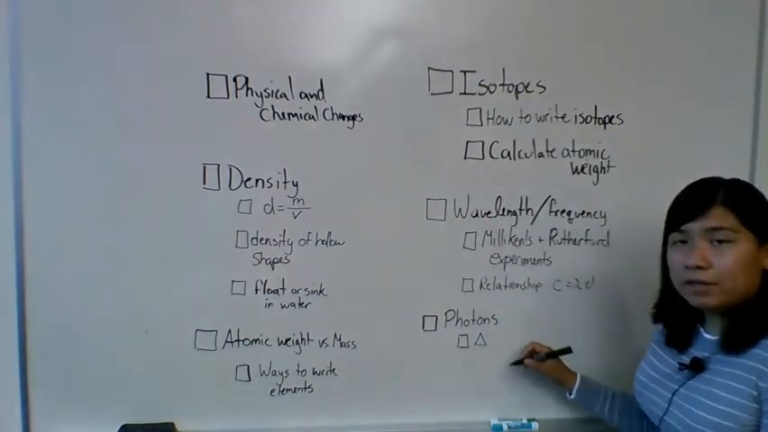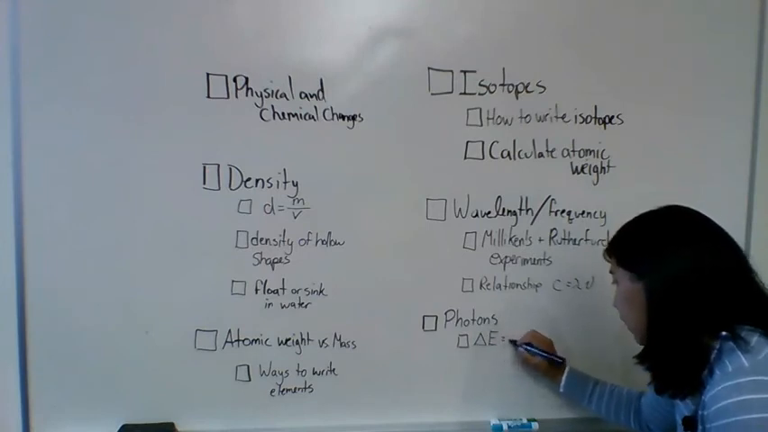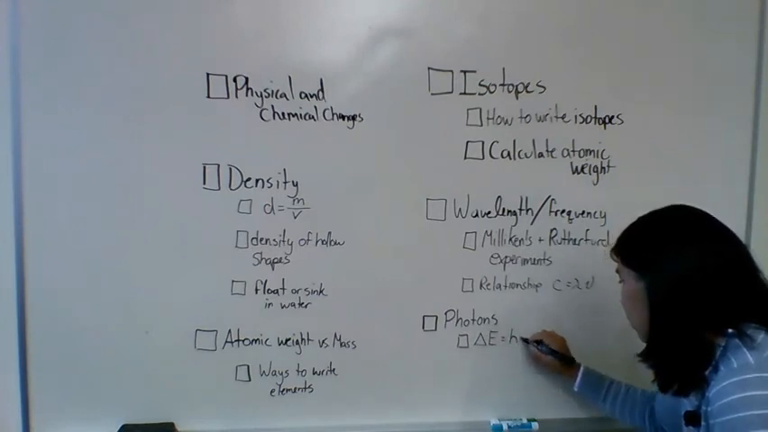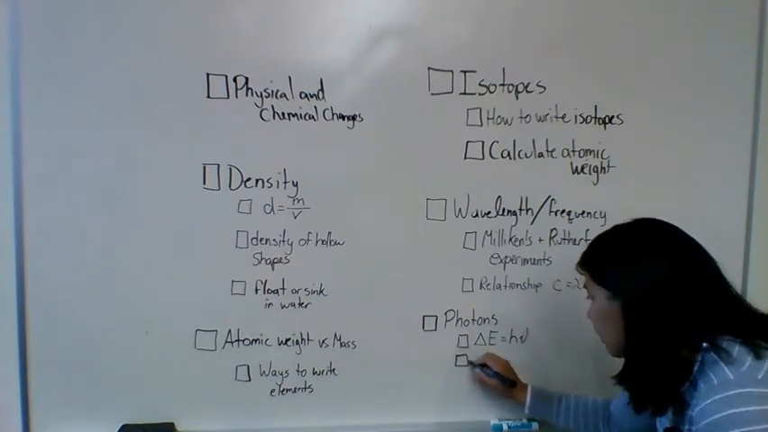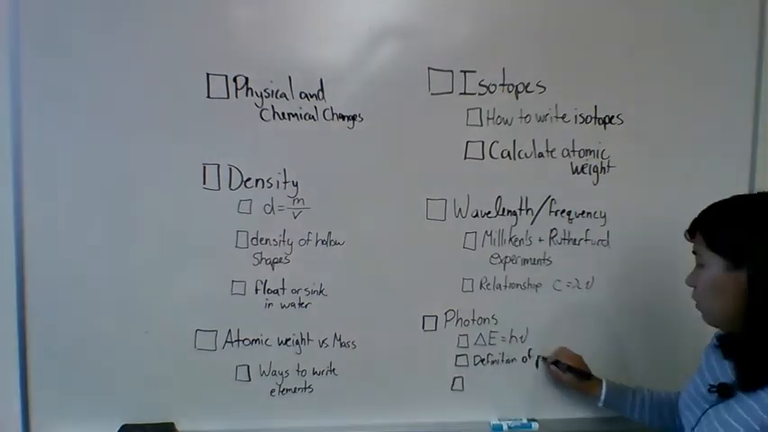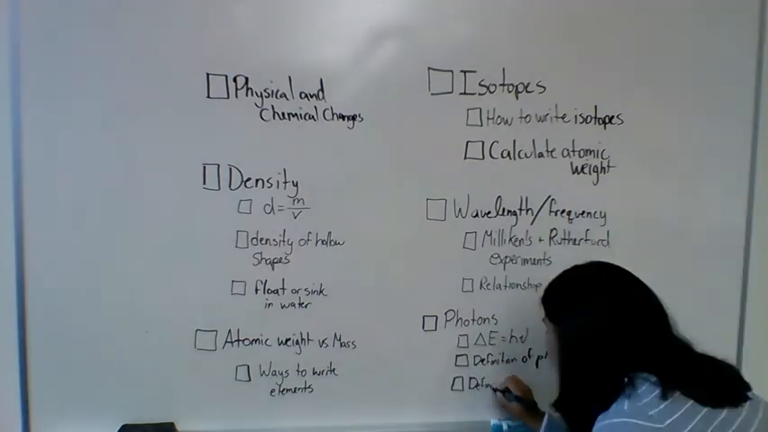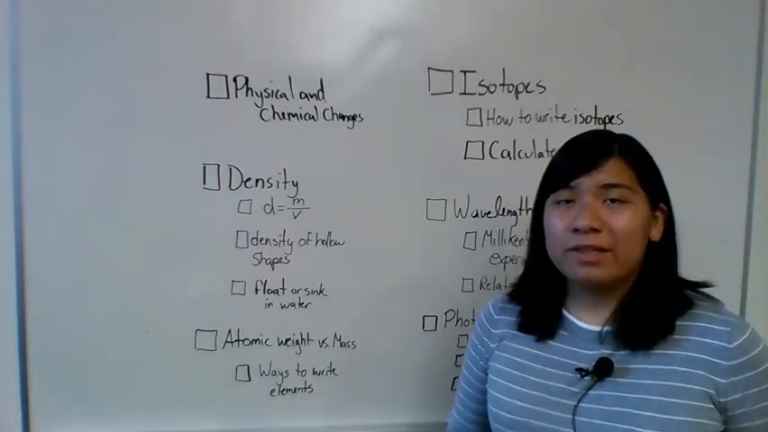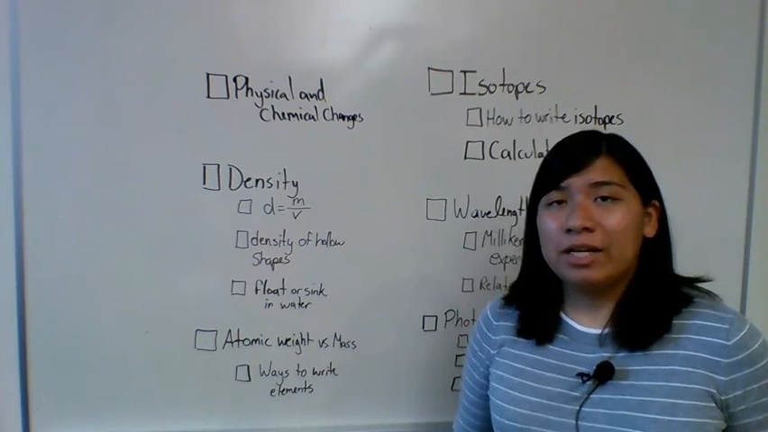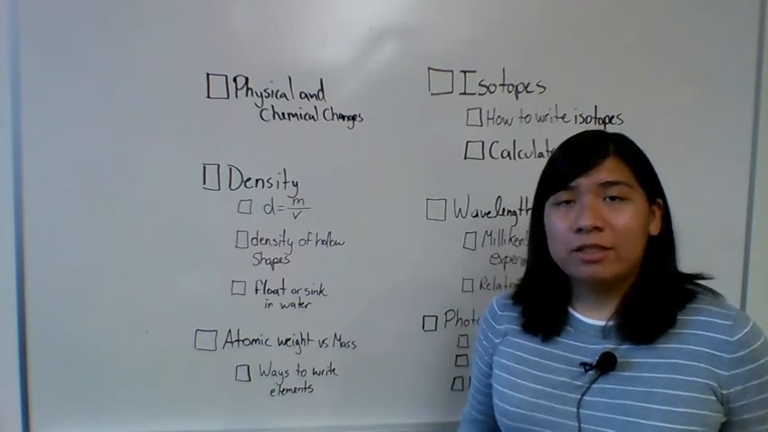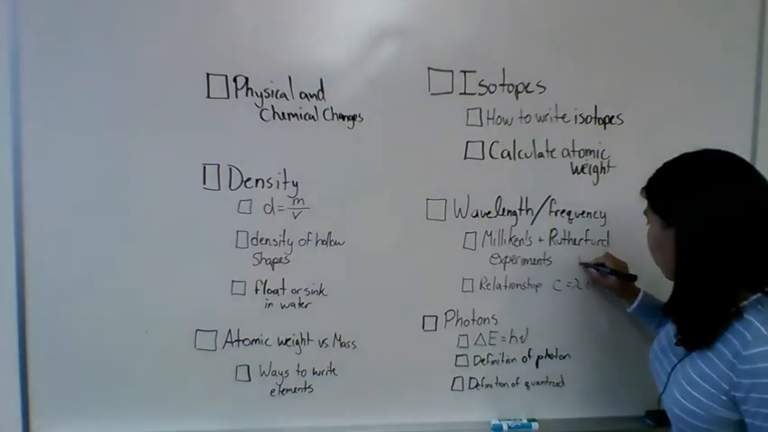One thing I am putting under photons is calculating the energy. So that was delta E equals Planck's constant times frequency. I'm going to put definition. And I'm going to put definition of quantized. It looks like we have everything here. However, it does look like I did forget to put in how to read graphs of wavelengths. So I'm going to put that under wavelengths and frequency, and that will be it.